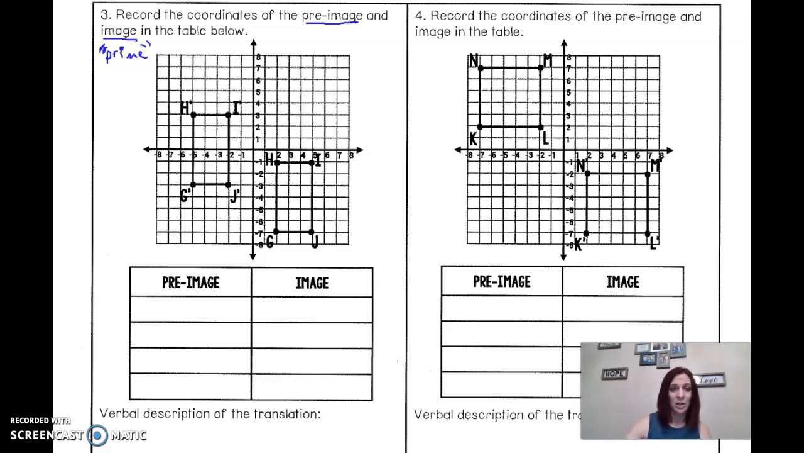G-H-I-J. So our pre-image, G, we're just going to list this point right here. This is the point 2, -7, because we always give our x coordinate first. H, now there's nothing that says you have to go in alphabetical order. It's just easier and it flows better, I think, if you do. So that's why I always try to do it that way. H occurs at the point 2, -1. I, 5, -1. And J is happening at 5, -7.